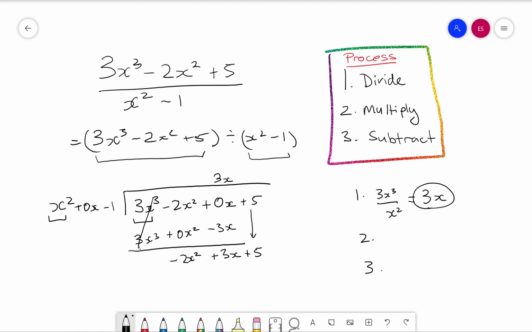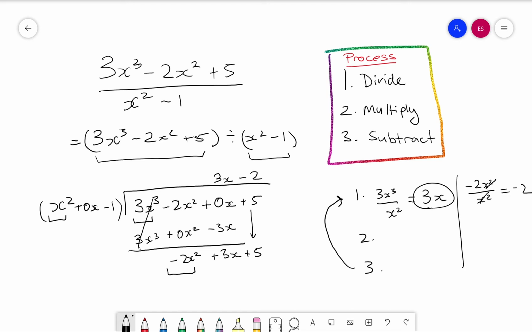Then what we do is we go back up to step 1 and we divide again. So the leading term is now negative 2x squared. So we divide negative 2x squared divided by x squared, which will give us negative 2. And so we bring the negative 2 and put it up above the constant term. Now step 2 is we multiply that negative 2 by our divisor here.